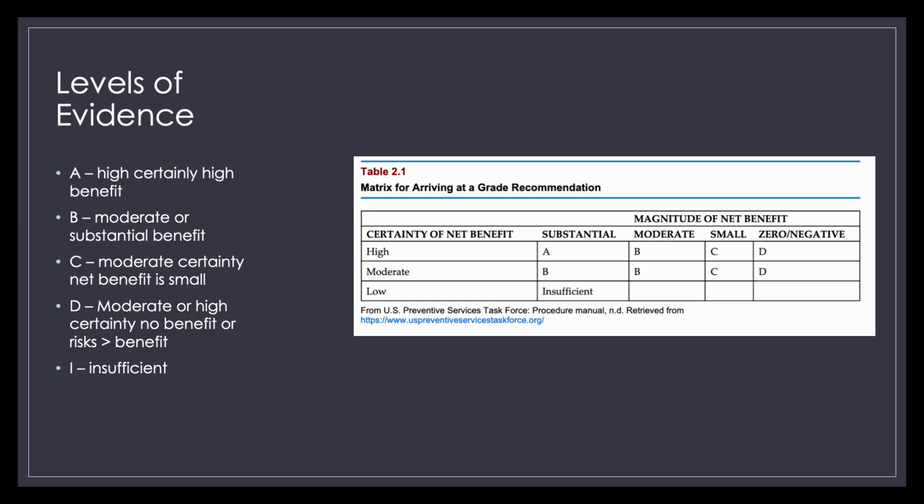So we want to look at the quality of the information that's out there and make sure what we are recommending is beneficial and not harmful. So in terms of screening guidelines, the USPSTF does this by looking and grading the levels of evidence, with A being high certainty, high benefit, B being that there's moderate or substantial benefit, C meaning that you're moderately certain the benefit is quite small, D meaning, well, now you're pretty certain that there's either no benefit or that there are risks that outweigh the benefits, and I would be insufficient evidence. And so then what we can do is take this evidence and apply the grade to determine what preventative screenings we are going to recommend for someone.